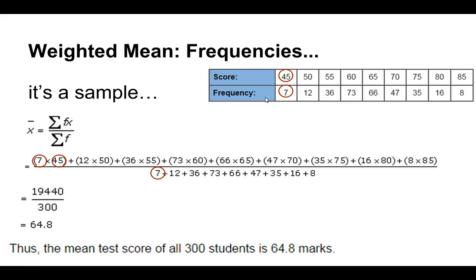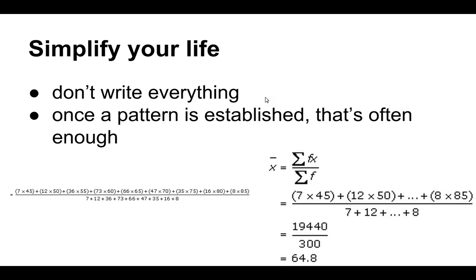And then, of course, you do have to have your concluding statement. The mean test score of all 300 students is 64.8 marks. Now, we can simplify our life. That's why we've learned summation notation.